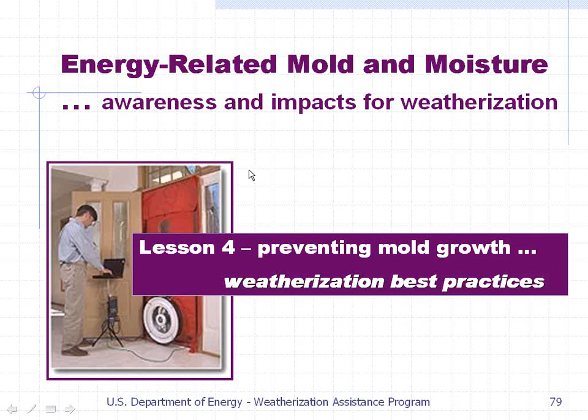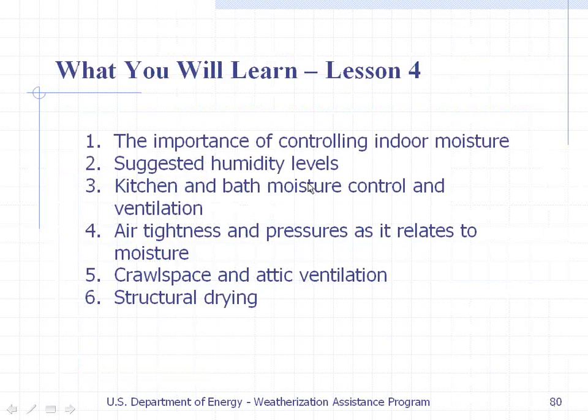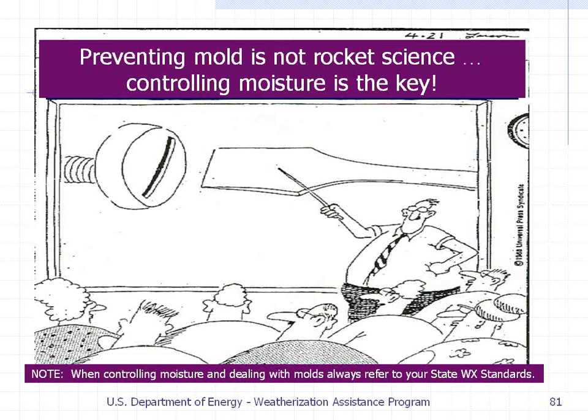We are going to start with Lesson 4 today, Preventing Mold Growth and Weatherization Best Practices. What you will learn in Lesson 4, first of all, the importance of controlling indoor moisture. 2, suggested humidity levels. 3, kitchen and bath moisture control and ventilation. 4, air tightness and pressures as it relates to moisture. 5, crawl space and attic ventilation. And 6, structural drying. Now, preventing mold is not rocket science.